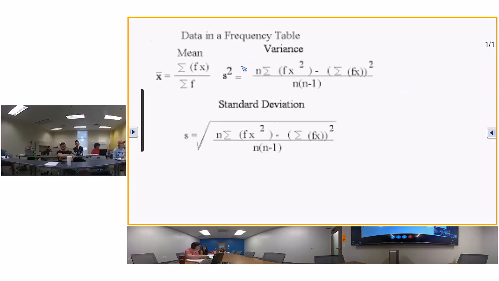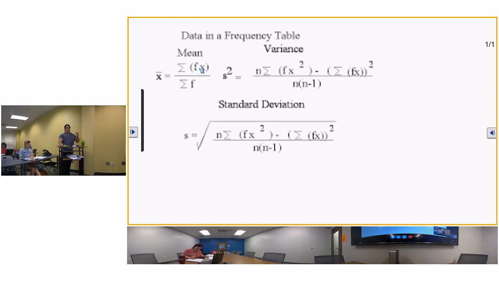Anyway, there is the formula. You take F times X, and you write that down. The head count times the midpoint, and then you divide by N. The summation of F is the same as N. Now I want you to find the variance. I'm going to leave that on the board right there, and I want you to go in. You've got X squared now.